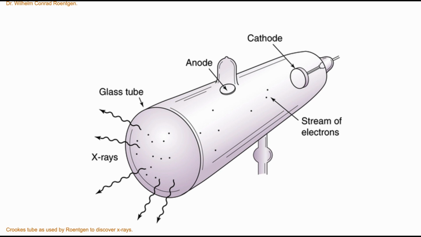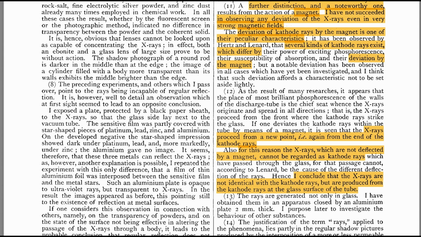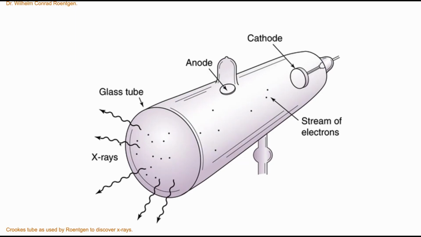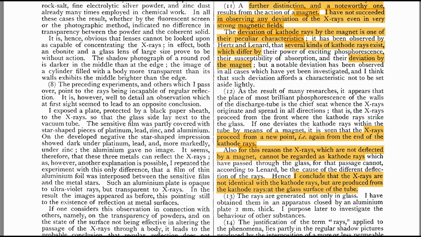And that's what Röntgen means with his paragraph here, that X-rays are not identical with the cathode rays because cathode rays cannot penetrate through the glass, but X-rays can, based on his many experiments, and that the X-rays are produced from the cathode rays at the glass surface of the tube. So he means that X-rays are emitted right at the place where the cathode rays hit the glass, like this. He means it that way, by illustrating it in this way.